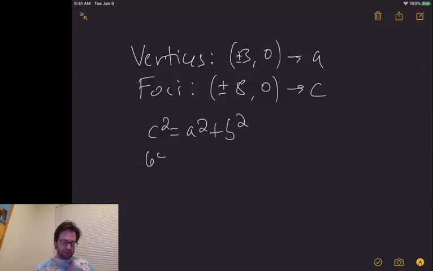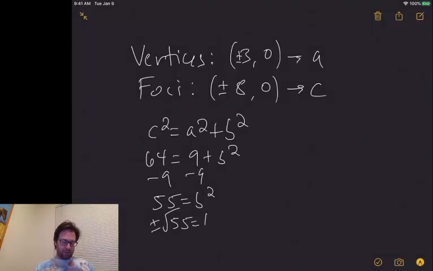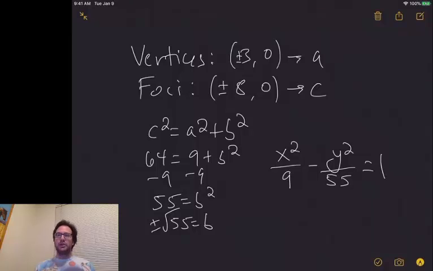So we have 64 equals 9 plus B squared. Subtract 9 from both sides, we get 55 equals B squared, which means the positive or negative square root of 55 equals B. For our equation, we put the x squared first because this is horizontal. X squared divided by 9 minus y squared divided by 55 equals 1. And that is the equation for this hyperbola.